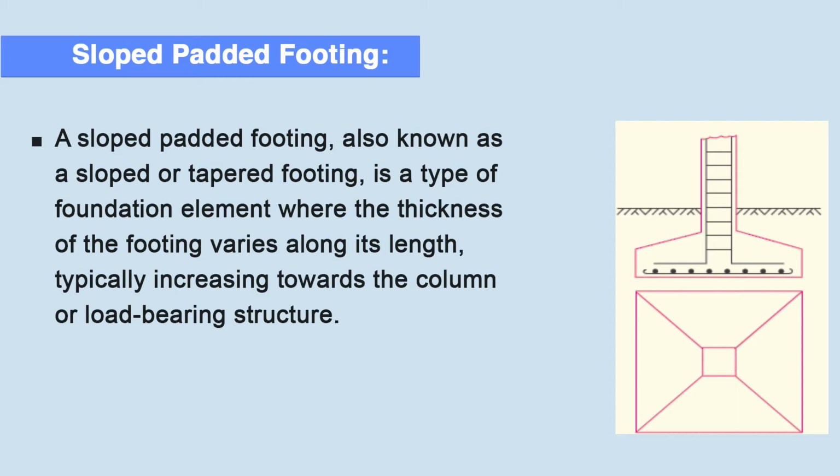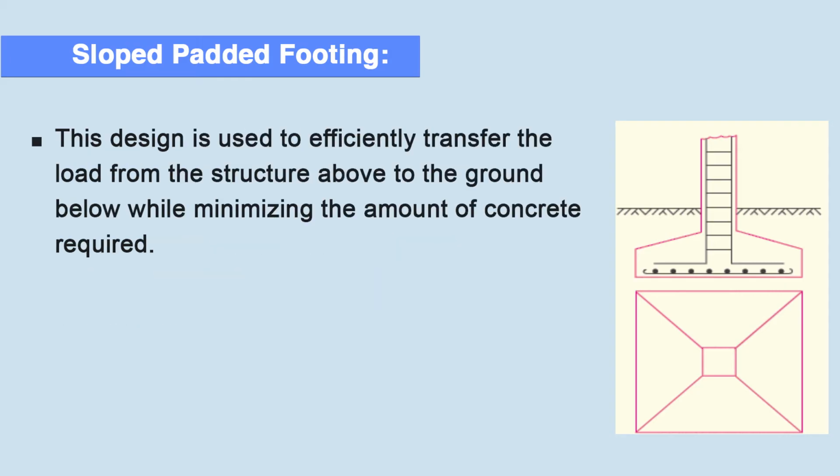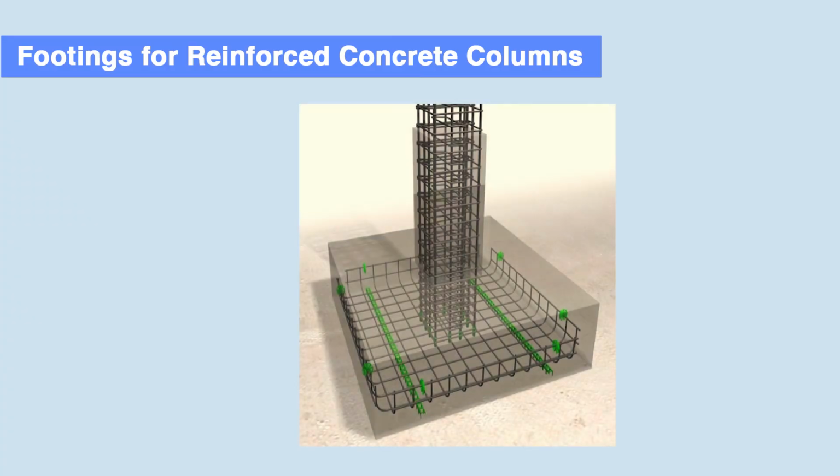A sloped padded footing, also known as a sloped or tapered footing, is a type of foundation element where the thickness of the footing varies along its length, typically increasing towards the column or load bearing structure. This design is used to efficiently transfer the load from a structure above to the ground below while minimizing the amount of concrete required. Then the next is footings for reinforced concrete columns.